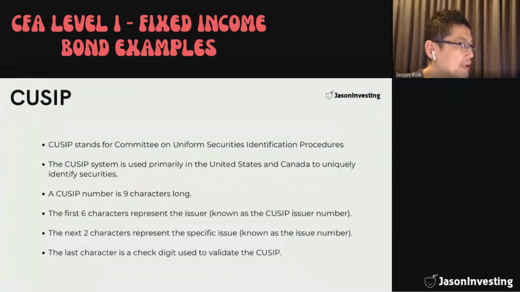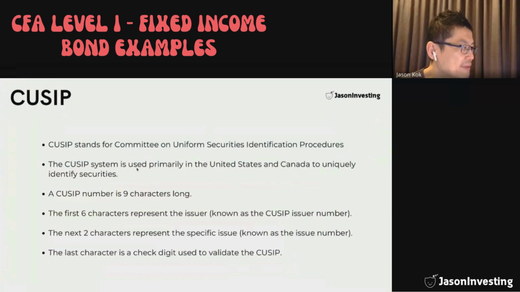One of the terms that we are clarifying is the CUSIP. CUSIP stands for Committee on Uniform Securities Identification Procedures. So there are two ways for you to differentiate between bonds. One of them is CUSIP and another one is ISIN. Both of them are identifiers.